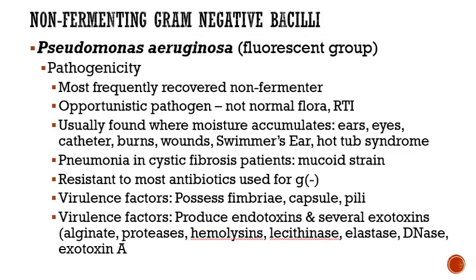It can also be seen in nosocomial UTIs, endocarditis, bacteremia, something called hot tub syndrome, and it's also associated with swimmer's ear. It's associated with pneumonia, specifically in cystic fibrosis patients, and specifically mucoid strains of the organism. It's resistant to most of the antibiotics used for your other gram-negative bacteria.